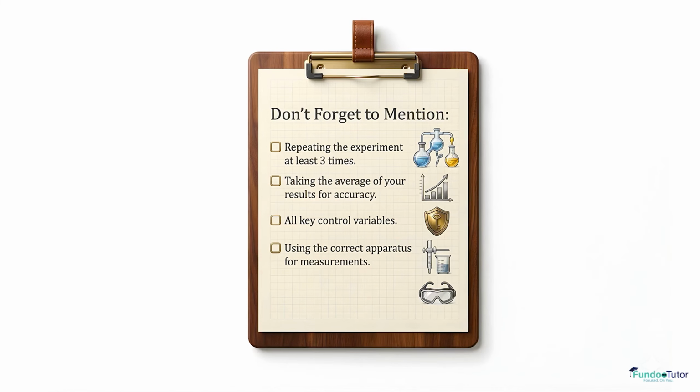Ask yourself, did I explicitly say I'm going to repeat the experiment and take an average? Have I listed all the important control variables? Did I name the right, most precise piece of equipment for the job, like a burette instead of just a beaker? And if it's relevant, did I mention a simple safety step, like wearing safety goggles? Ticking these boxes is how you maximize your marks.